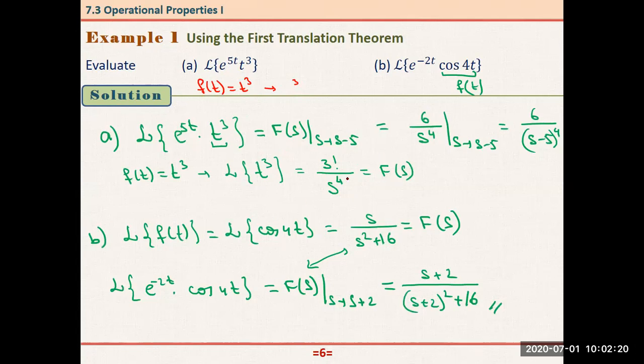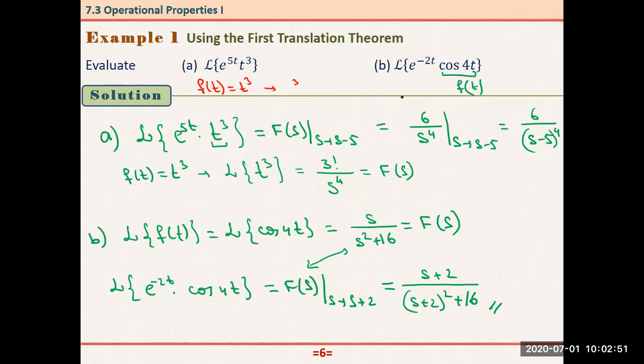Now, because of this e to the power 5t, the theorem says that we don't have to evaluate this again using the formula. Just evaluate the Laplace transform of f of t, and after that substitute s minus a, where our a is 5, for s in this function. That's why the Laplace transform of this function is 3 factorial, that's equal to 6, over s minus 5 to the power 4.